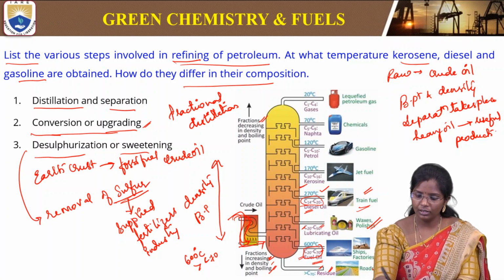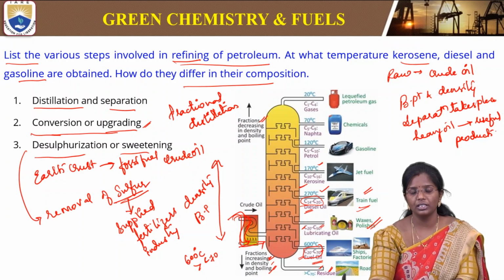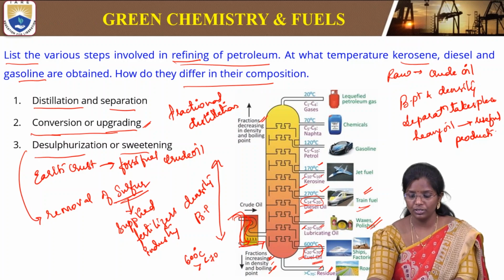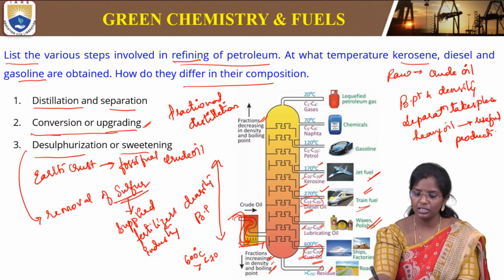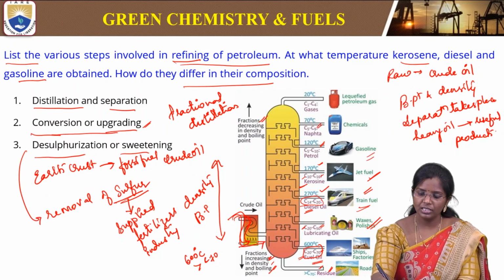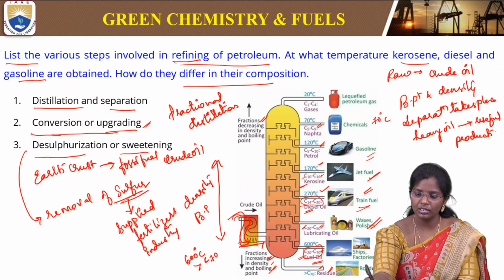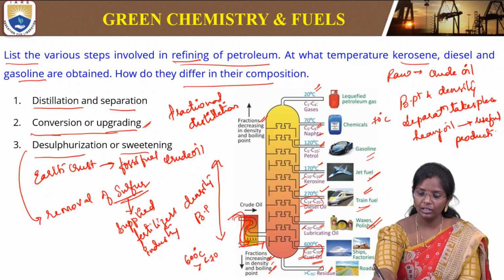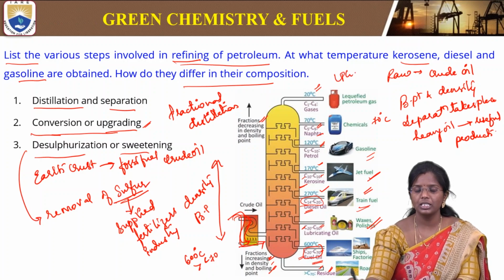Then is the kerosene, which has 170 degrees centigrade for the boiling point with a C10 to C16 carbon chain, used for jet fuel and also for domestic purposes. Then petrol, 120 degrees centigrade, for gasoline usage, automobiles and all. Naphtha, which is 70 degrees, is highly volatile, so it is used in chemicals. Then 20 degrees, LPG gas.